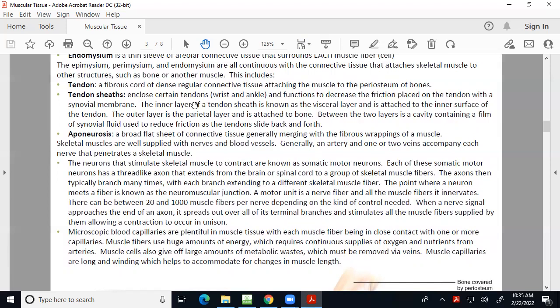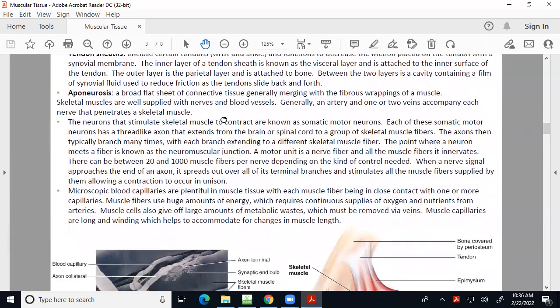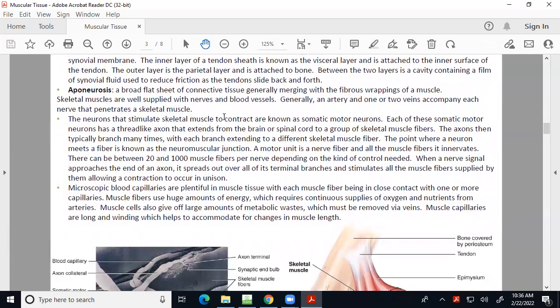We also in our last lecture learned about tendon sheaths, which enclose certain tendons like at the wrist and ankle, functioning to decrease the friction placed on that tendon with a synovial membrane. The inner layer of a tendon sheath is known as the visceral layer, attached to the inner surface of the tendon. The outer layer is the parietal layer, attached to the bone. Between the two layers is a cavity containing a film of synovial fluid, which reduces friction as the tendons slide back and forth. And we have them at our wrist and ankle because there are so many tendons in those small areas, which we'll get to see in our next lecture. Obviously, that won't be today, but we'll get to that point.